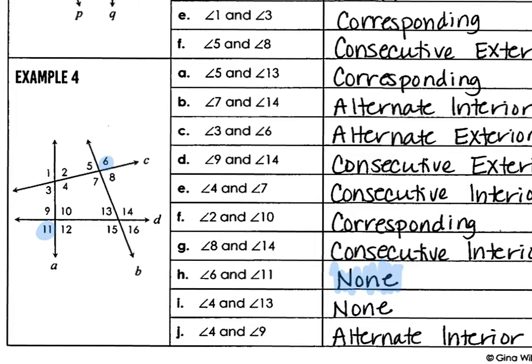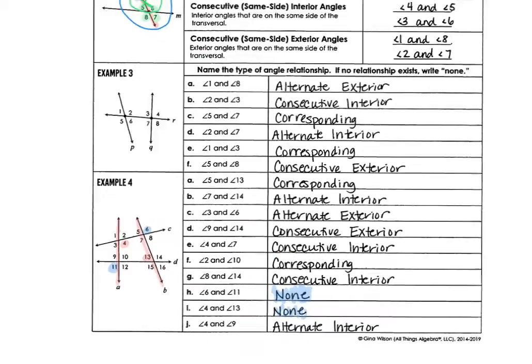Look at this other none. We've got 4 and 13. Again, 4 and 13 are not being created by the same transversal. There's no relationship between them. So, you've got the answers right here.